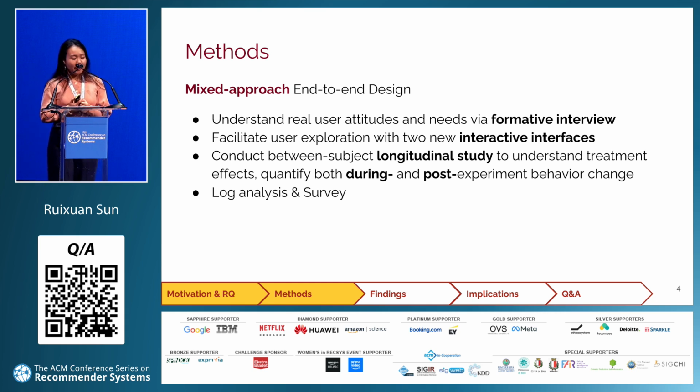The method we apply here is a mixed method end-to-end design. We are lucky to have MovieLens not as a data set, but as a platform with thousands of active users. So we conduct field experiments, trying to understand the real user attitudes via a formative interview. After that, we facilitate their exploration with two new interfaces, and we conduct between-subject longitudinal studies to understand the treatment effects. Specifically, we quantify both the during- and post-experiment behavior changes. Finally, we do a bunch of log analysis and surveys, and I will show some of the findings later in this presentation.